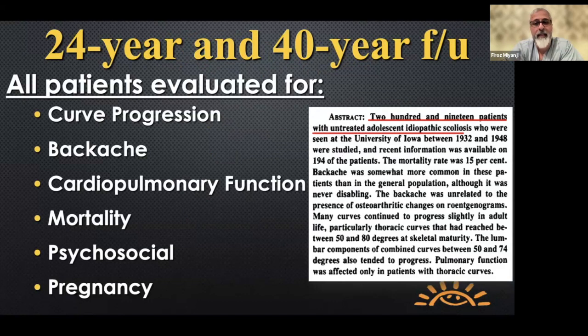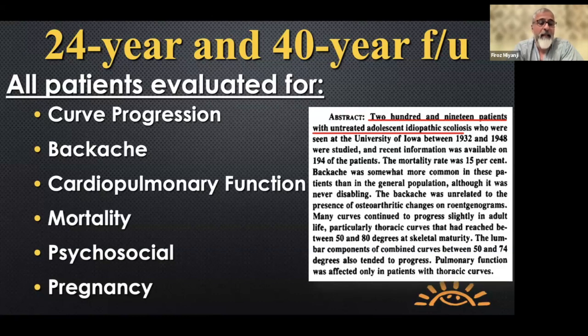So they had 219 patients, untreated AIS. I'm not sure we would have numbers like that, let alone, as these patients progress, whether we would not intervene. So it would be hard to look at a study like this or emulate a study like this now in 2025 or beyond. Nonetheless, of these 219, 194 patients, and again, these were all seen between 32 and 48, they evaluated all these patients for things that are important.